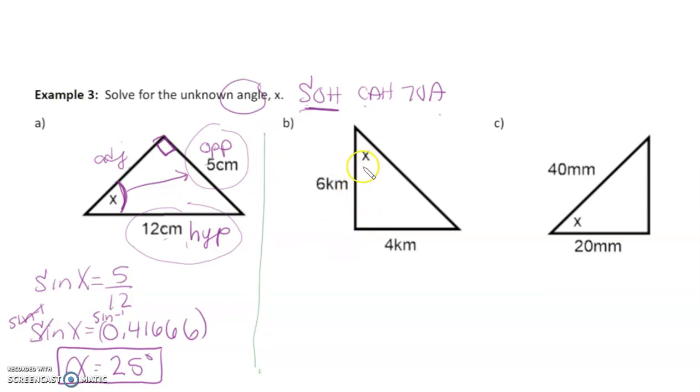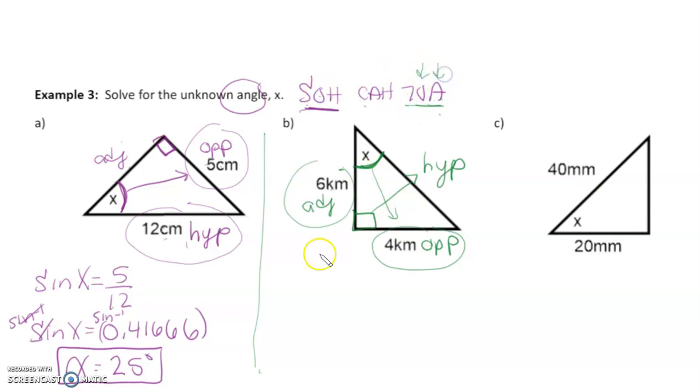Okay, change color. So, B, let's do the same steps. Label the right angle, label the hypotenuse. Okay, and then relative to angle x, the 4 is opposite and the 6 is the hypotenuse, or sorry, the adjacent. My mistake. So this time we're dealing with opposite and adjacent. Sine, cos, or tan? Tan has opposite and adjacent. So we're going to label tan x equals 4 over 6.